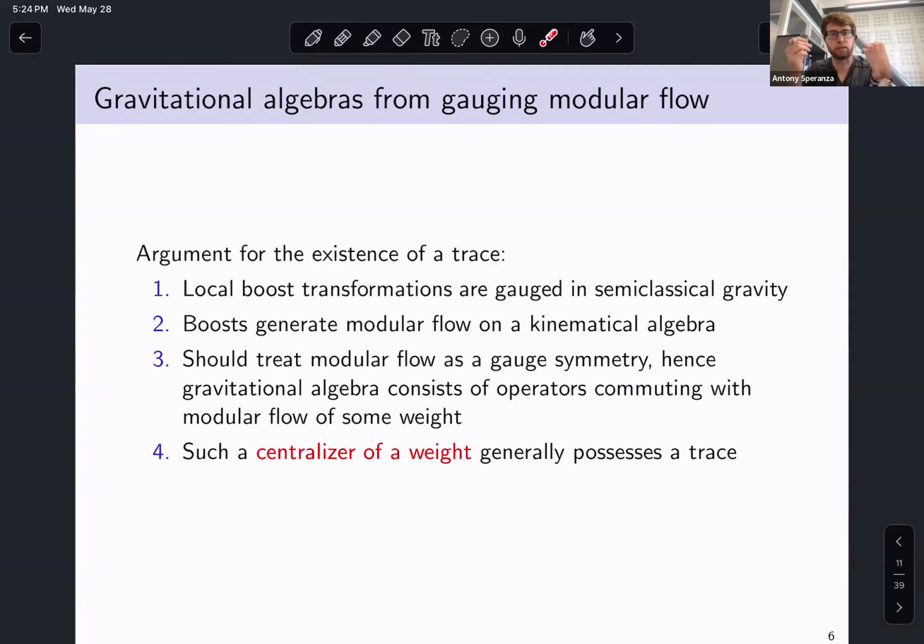So these 2 points mean that you should treat the modular flow on a certain quantum field theory algebra as a gauge symmetry. And so you get the gravitational algebra basically by gauging modular flow. And this procedure in the operator algebra community is known as finding a centralizer of a weight. And there's a reason that these things usually have a trace defined on it. So the centralizer are just all the operators that commute with modular flow.